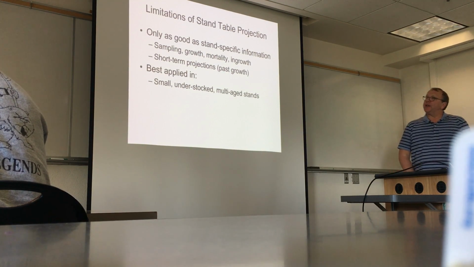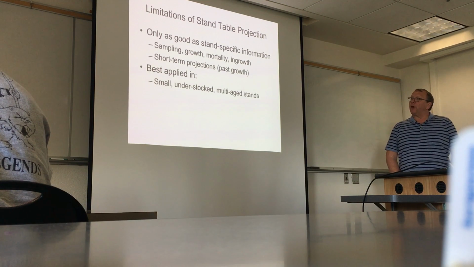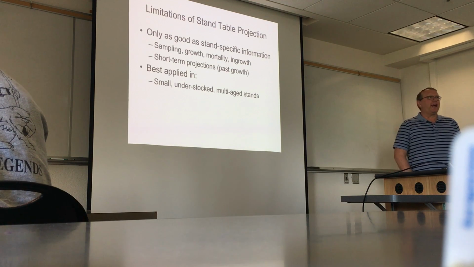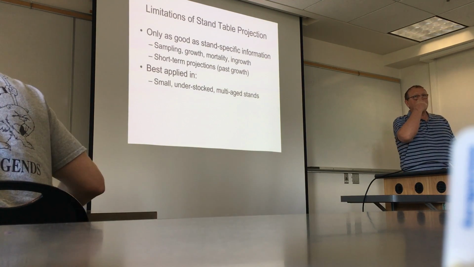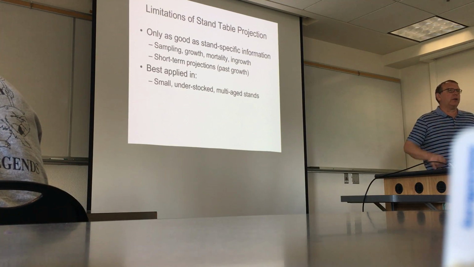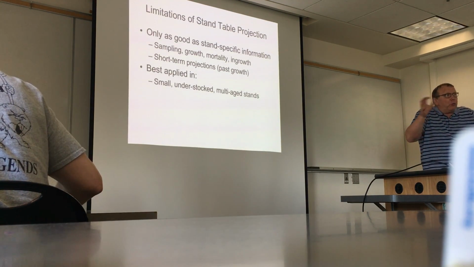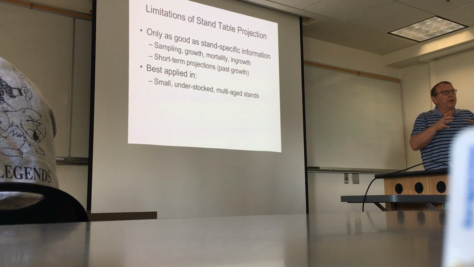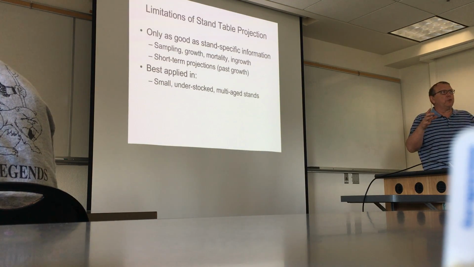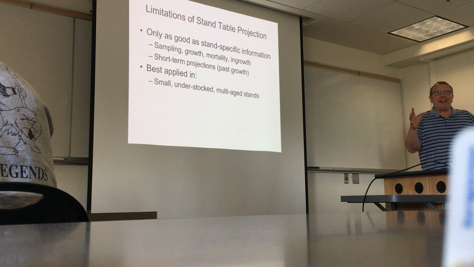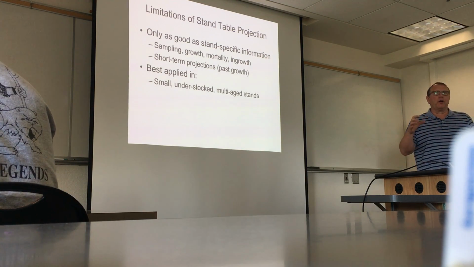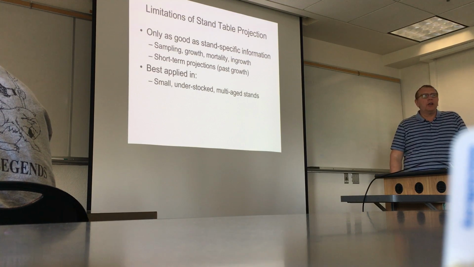So we want to apply this, I say, in small, understocked, multi-age stands. So why do you suppose I say small? Which is not always true, but generally if we think about small stands, wouldn't we expect that they're going to be more homogeneous with respect to growth rates? Not always the case, right? Small things can be highly variable as well, but less likely to be so. So small stands, small in size stands.